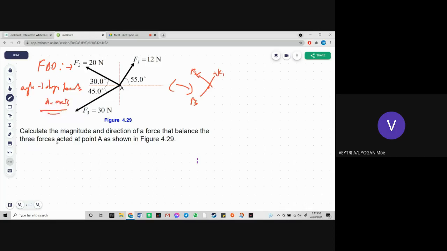Okay, now, calculate the magnitude and direction of a force that balances the three forces acting at point A as shown in figure 4.29.